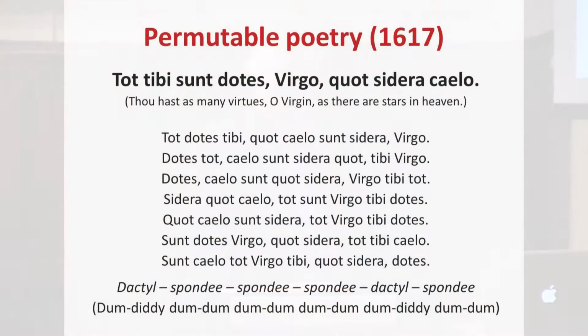Throughout the centuries, many writers have been interested in the combinatorics of poetic meter. Such concerns certainly featured in ancient India. And much later, in 1617, Ericius Putianus, who was a Flemish professor, took a famous 8-word Latin hexameter line in praise of the Virgin Mary. Tot tibi sunt dotes Virgo, quod sidera celo. Thou hast as many virtues, O Virgin, as there are stars in heaven.